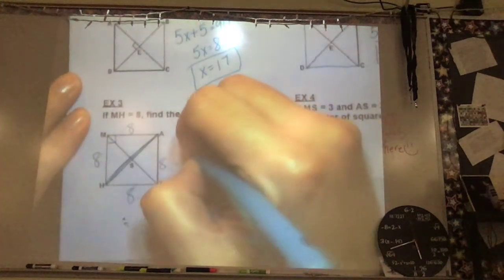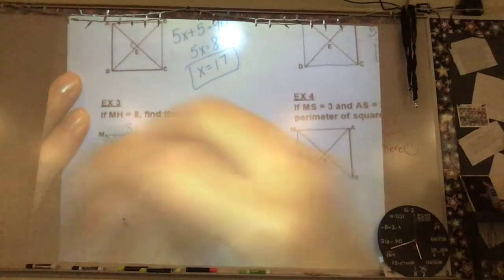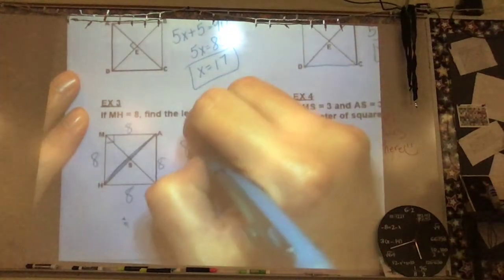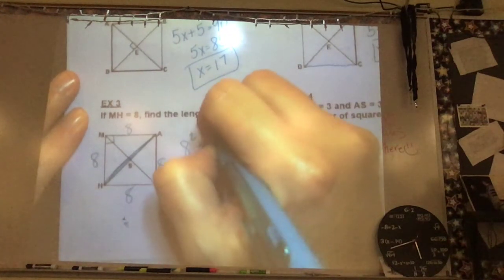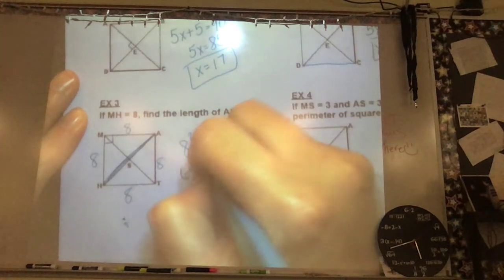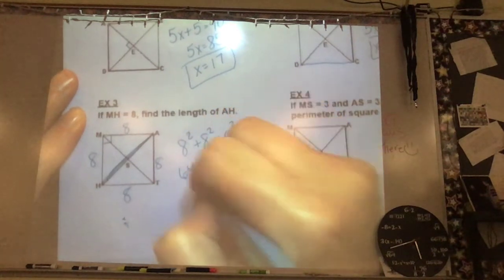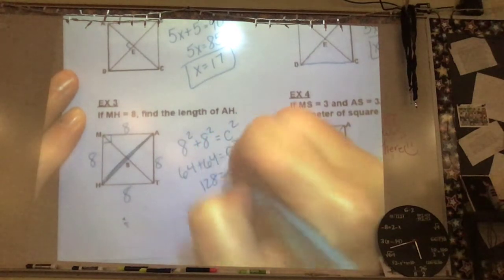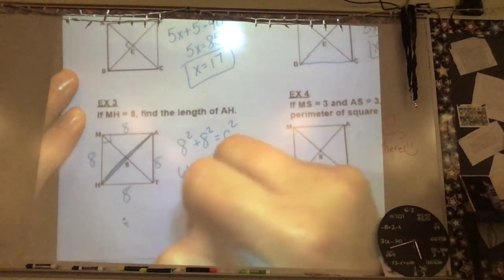Special right triangles is so much easier. Y'all just wait, we're getting ready to do special right triangles. It's going to make your life so much easier in this. But for right now, 8 squared plus 8 squared equals c squared. 64 plus 64 equals c squared, or 128 equals c squared. So c is the square root of 128.